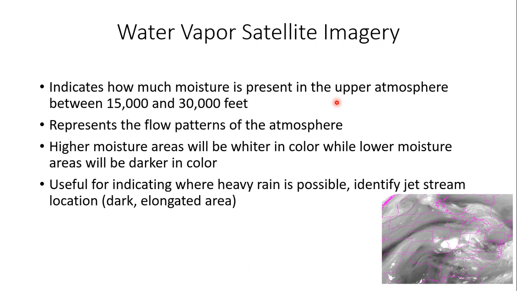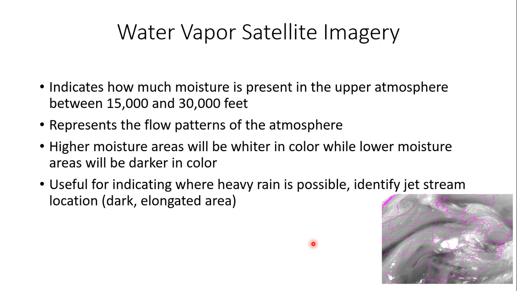Next type of satellite imagery we're going to talk about is water vapor satellite imagery. This is going to indicate how much moisture is present in the upper atmosphere, between 15,000 and 30,000 feet. What's really a useful tool for water vapor satellite imagery is that you put this into motion, you loop the satellite images, and you can get a really good look at what's going on in the atmosphere, the flow patterns.